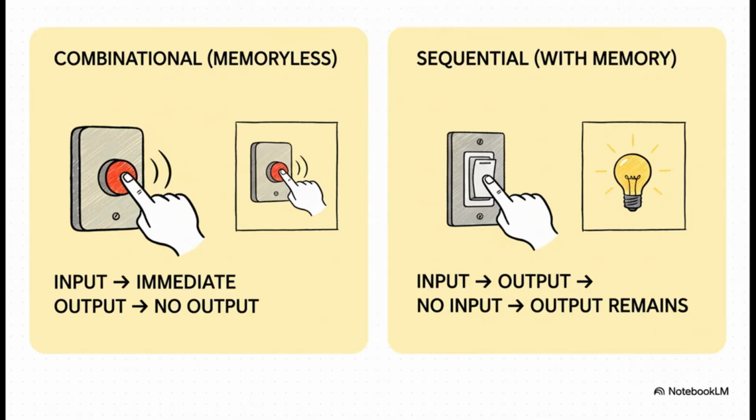Okay, this is the perfect way to think about it. On one side, you have combinational circuits. These are like a doorbell. You push the button, that's the input, and it rings. The second you let go, it stops. The output only cares about what you're doing right now. It has zero memory.